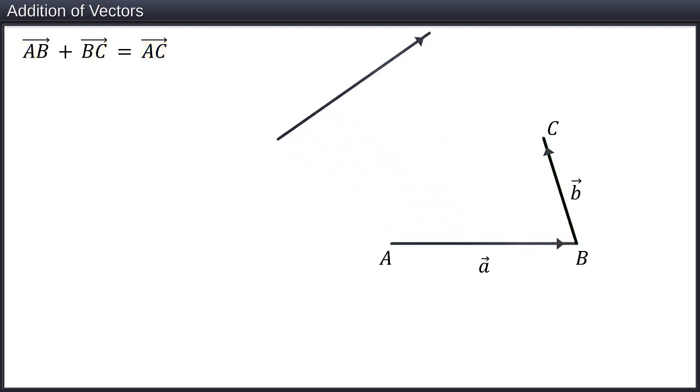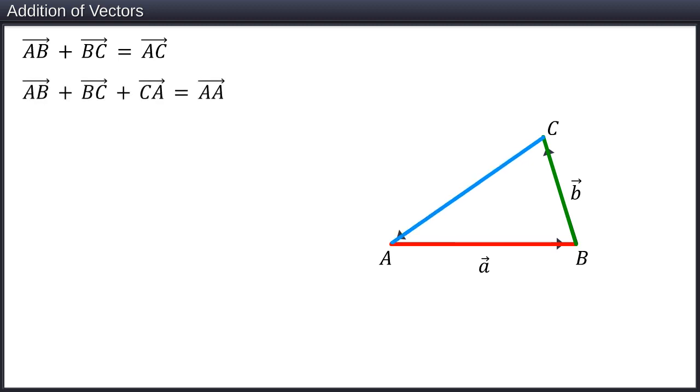Let us reverse the direction of vector AC to get vector CA. The net displacement in moving from points A to B, B to C, and C to A is represented by vector AA, whose initial and terminal points both lie at point A. Thus, the sum of the vectors representing the three sides of a triangle in order is a zero vector.